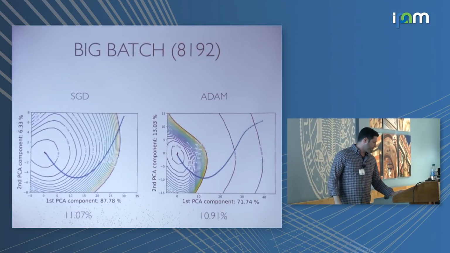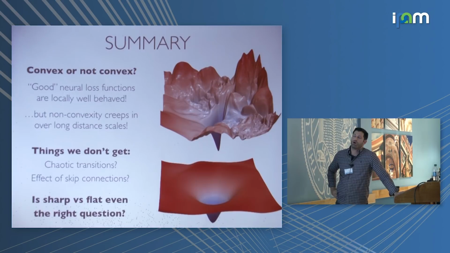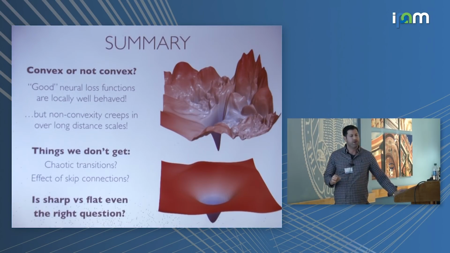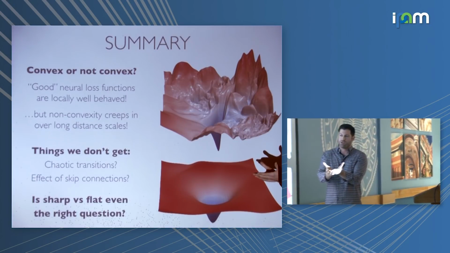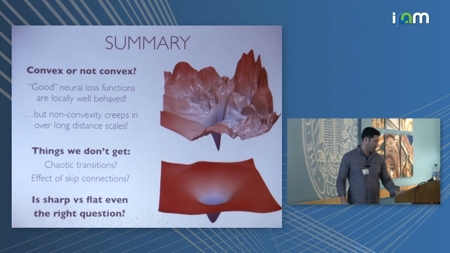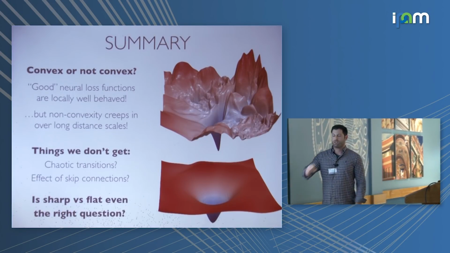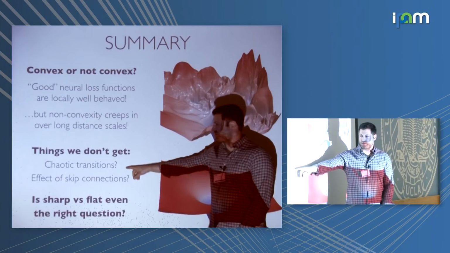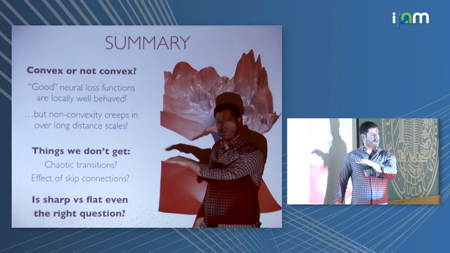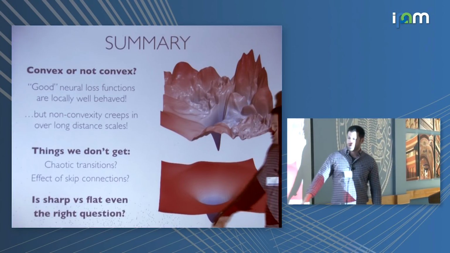Okay? Okay, so to wrap up, neural loss functions are sometimes really well behaved. Well-designed neural networks have really nice loss functions with landscapes that are populated by large, flat, convex-like minimizers. There are still things we don't understand. I don't think we understand these sorts of chaos transitions that happen with deep networks or the effect of skip connections. But I think there's this interesting issue.